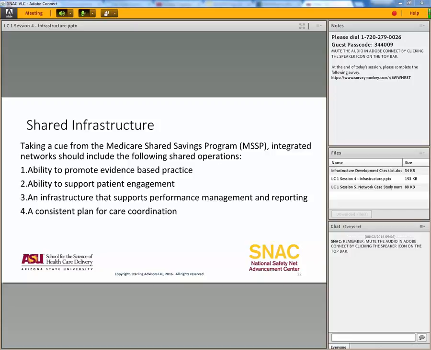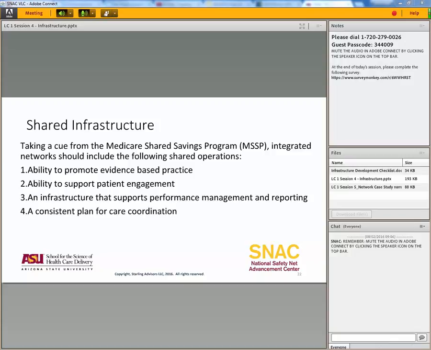There are 4 key aspects that the Medicare Shared Savings Program requires for an organization to be allowed into the program. It must, as a network, demonstrate an ability to promote evidence-based practice. It must show the ability to support patient engagement. It must demonstrate an infrastructure that supports performance management and reporting, and a consistent plan for care coordination.